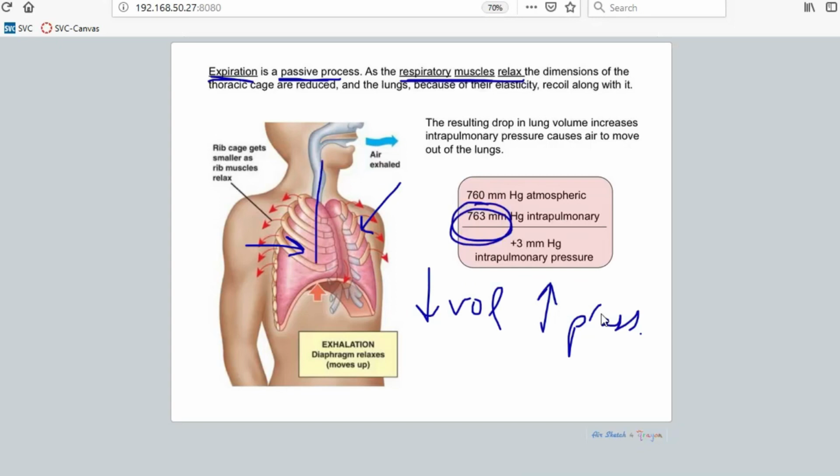So what does that do? That causes air to move out of the lungs. So simply by the contraction and relaxation of these respiratory muscles, we're causing air to move into the lungs and out of the lungs.